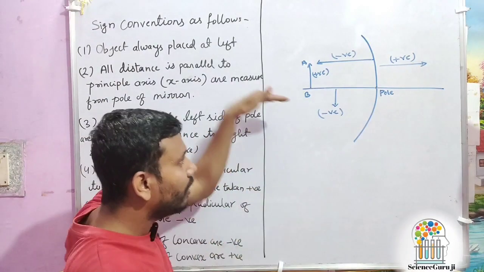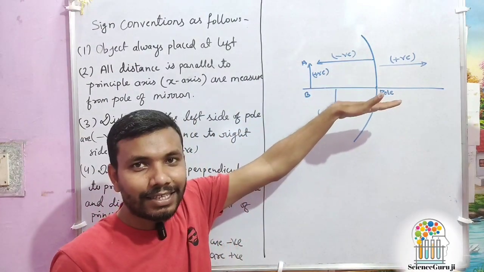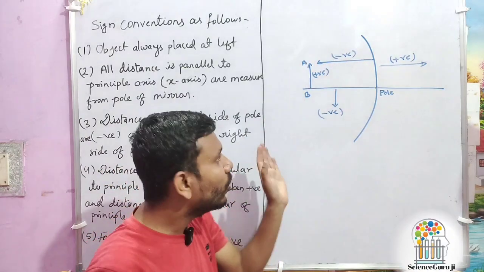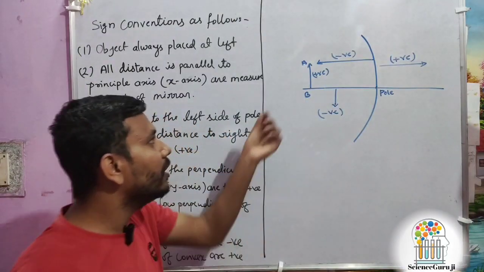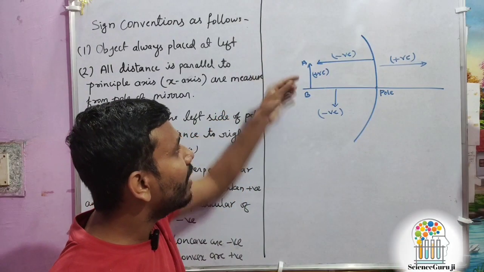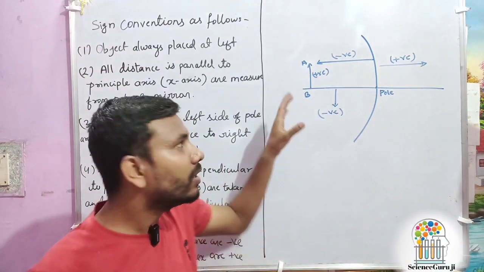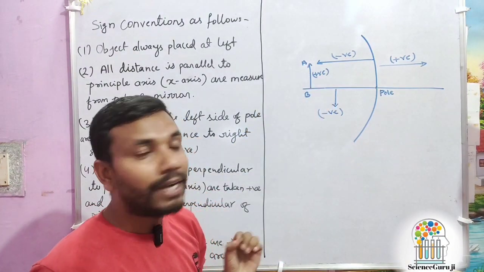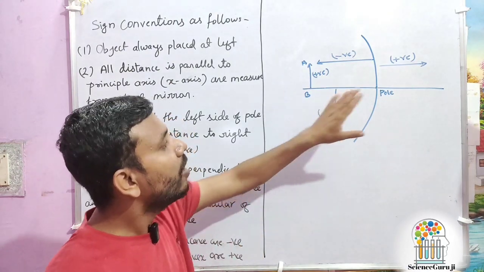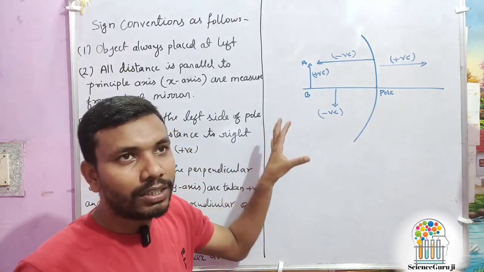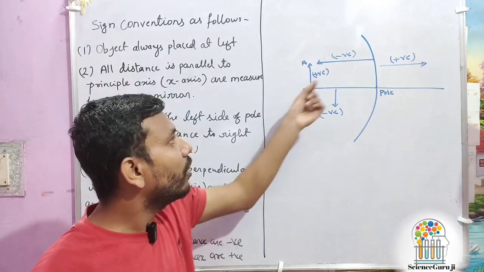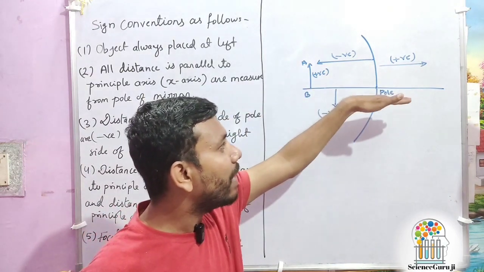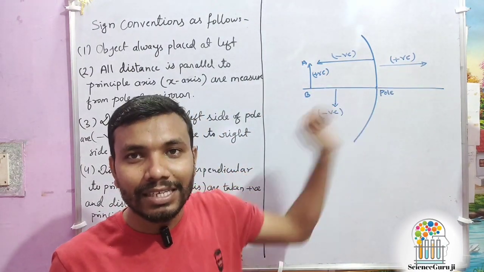If we consider this line as the x-axis, then the perpendicular line above is considered the y-axis. So the object height is always considered positive. For the object height we use the positive sign, but the distance between the pole and the object, the object distance, is always considered negative. Why? Because it is measured along the principal axis, to the left of the pole.